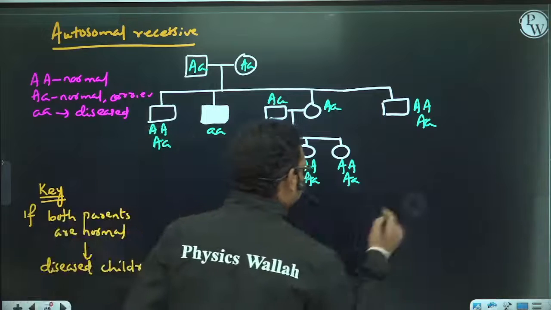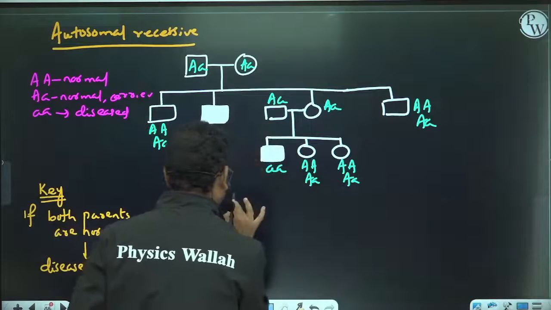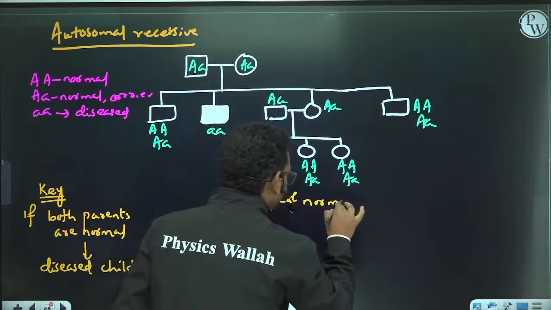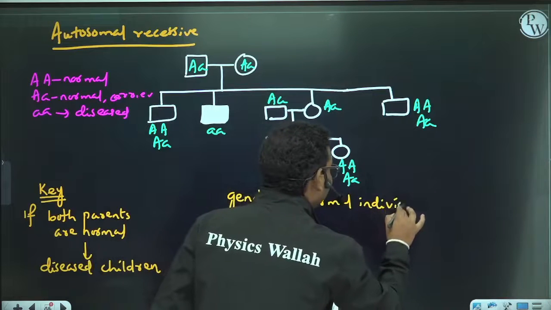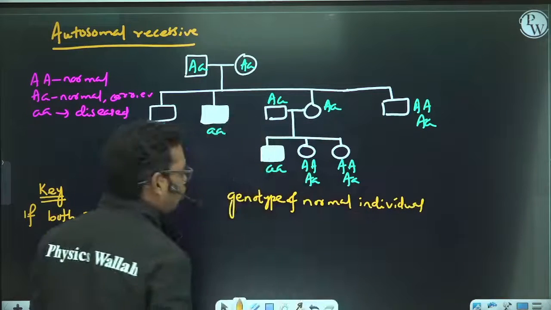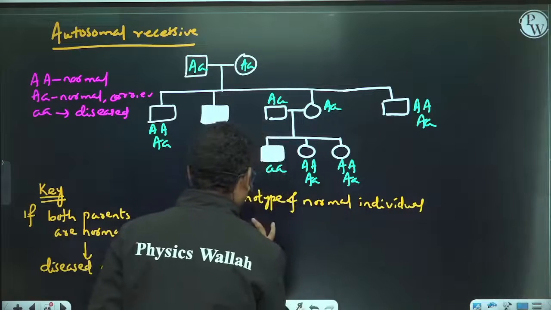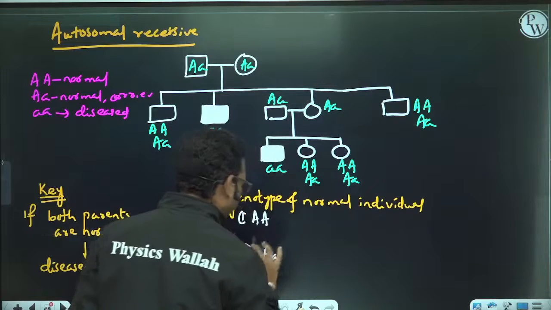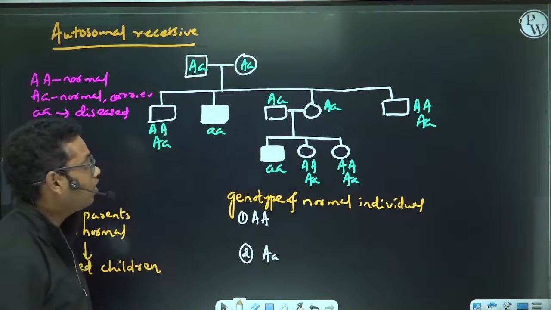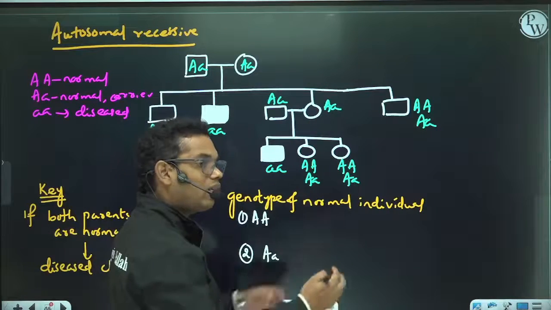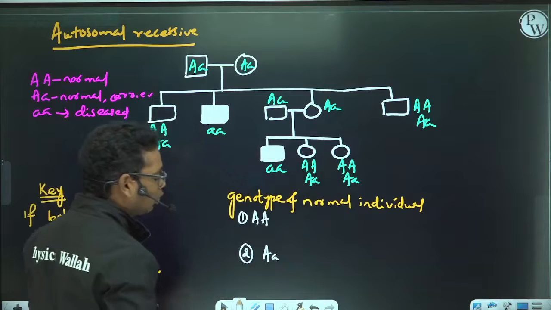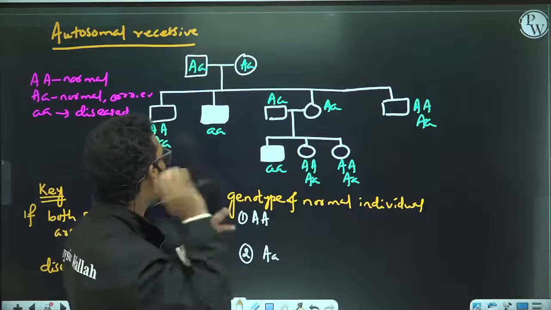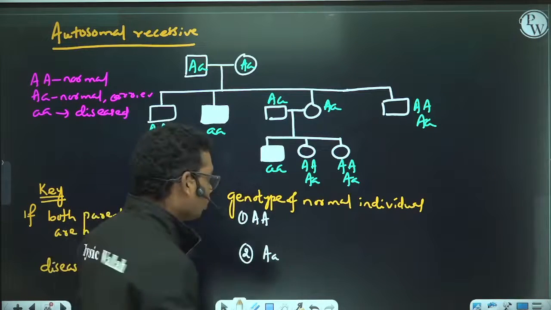So what is the genotype of normal individual in case of autosomal recessive disorder? It can be capital A or it can be capital A, small a. So to find out whether the genotype will be capital A or capital A, small a, I have to look at its children or progeny. Okay, so if all of its progeny are normal, then I will take the capital A.